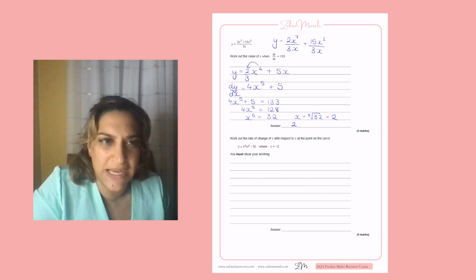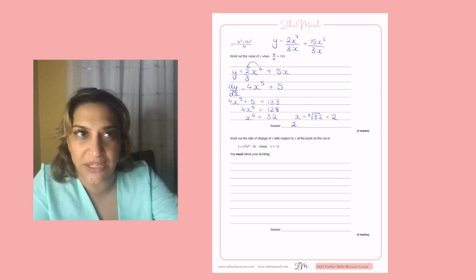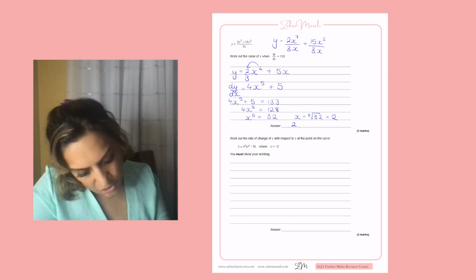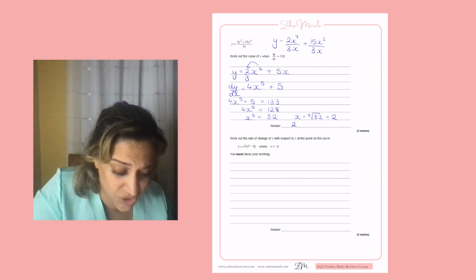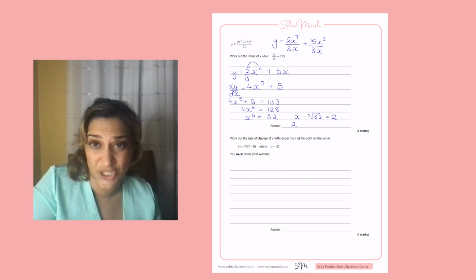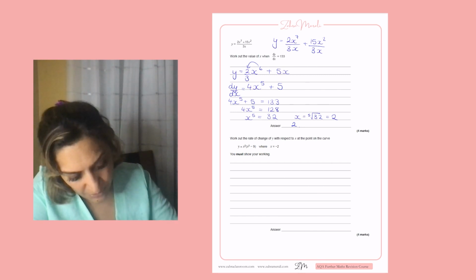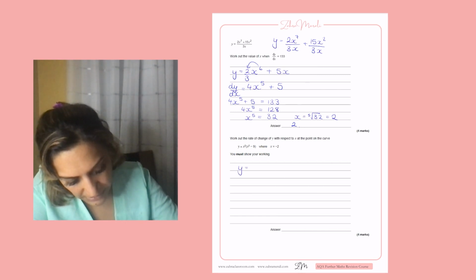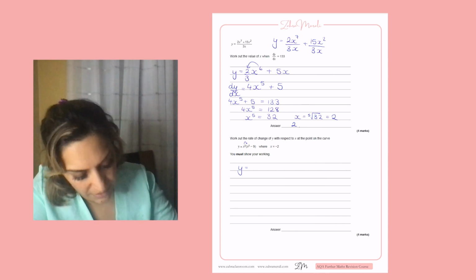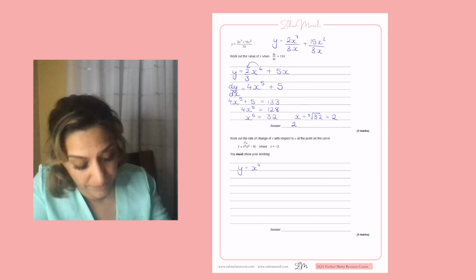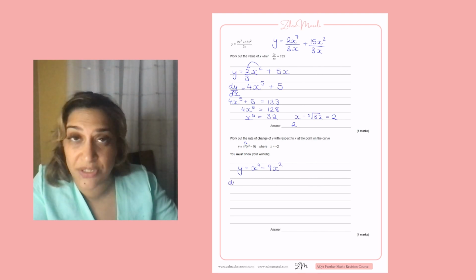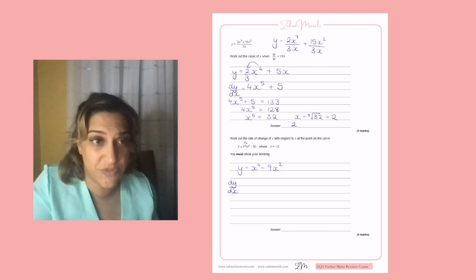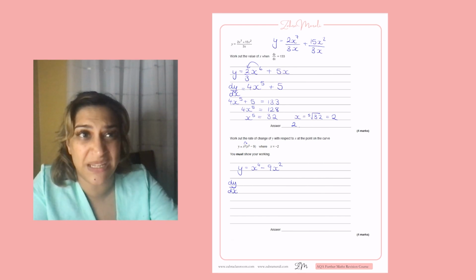Next bit says, work out the rate of change of y with respect to x at a certain point. Now remember, rate of change is just a fancy way to say differentiate. So step 1, we're going to open out those brackets. x squared times x squared is going to give us x to the power of 4 minus 9x squared. And now we're going to differentiate it because they've asked us for the rate of change, which essentially means that they want you to differentiate it.